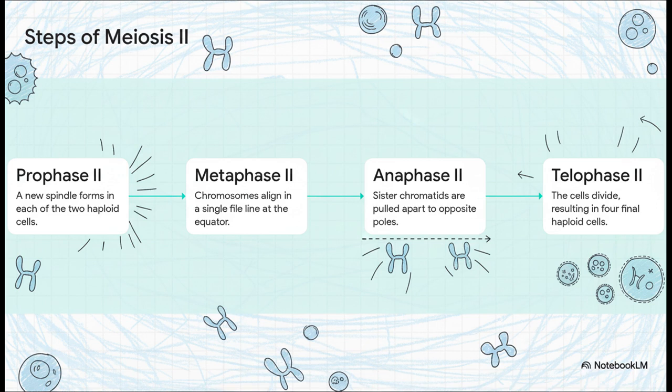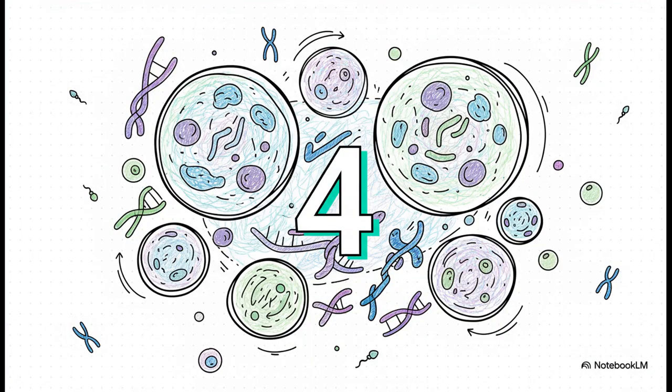Then, in Anaphase II, the cell doesn't pull pairs apart. Instead, it pulls apart the sister chromatids, those 2 identical halves of each chromosome. Then, the cells divide one final time. And the final result? 4. That's it. From that one single cell we started with, the process has created 4 completely unique haploid cells. 4 potential blueprints for a brand new individual.